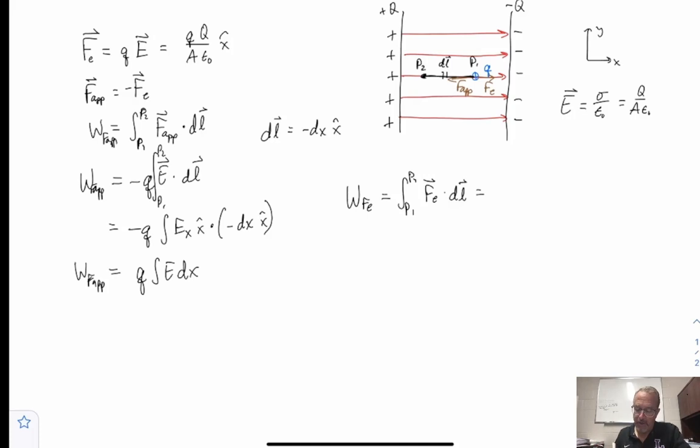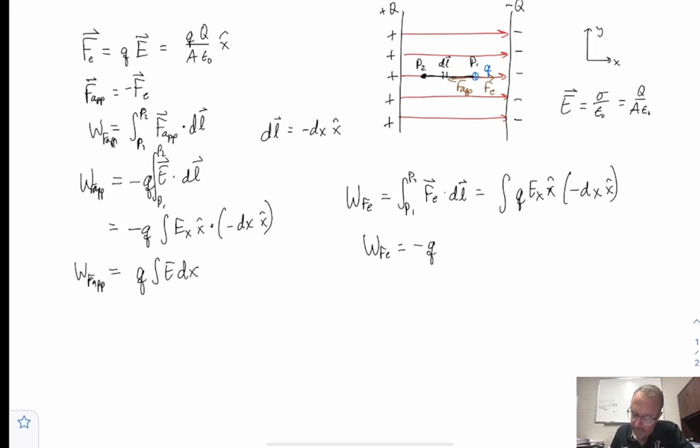So now go back over to where we were calculating the work done by the electric force. Here we have the electric force, which is Q times E_x x hat. The electric force is in the positive x direction, dotted into dl, but the dl is minus dx x hat. So the work done by the electric force actually ends up being minus, we can bring the Q out.